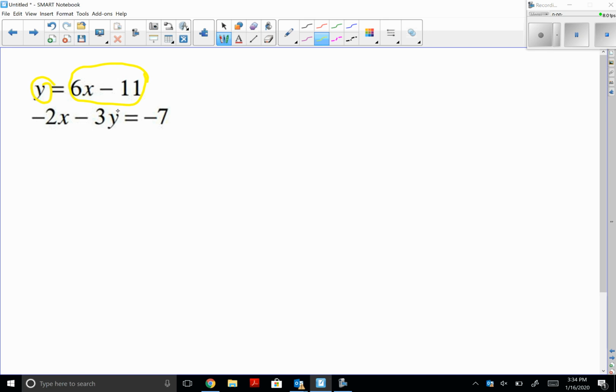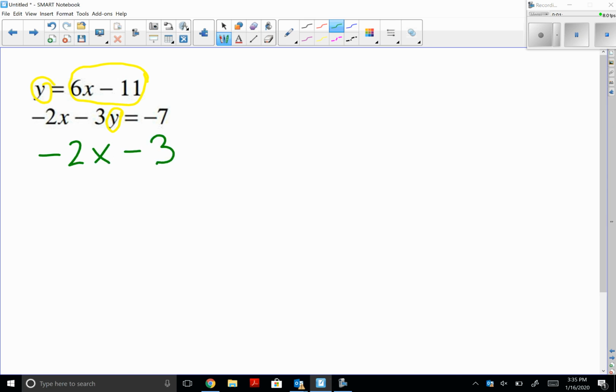And I'm going to look at my second equation and see if there's anything in that equation with the variable y. And there is, right there. So in an effort to only have one variable, I'm now going to substitute that y in the second equation with the expression on the right side of the equal sign. So now I'm going to rewrite my whole second equation, negative 2x minus 3.